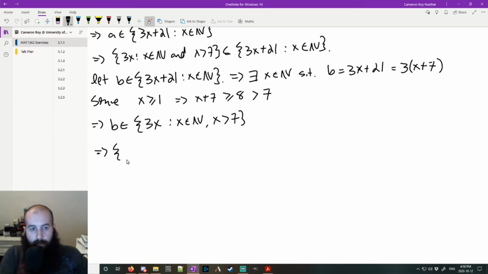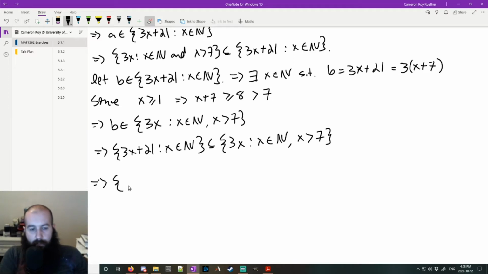So we get an inclusion the other way. The second set is contained in the first. And since we have both these inclusions, these sets are equal.